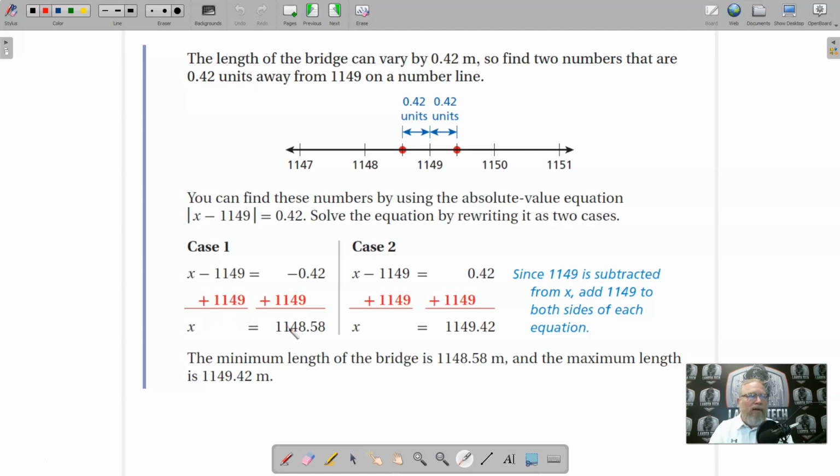x equals 1,148.55. On the right-hand side, where our case 2, where our answer is positive, we add 1,149 to both sides, and we get x equals 1,149.42. So the minimum length of the bridge is 1,148.58 meters, and the maximum length of the bridge is 1,149.2 meters.